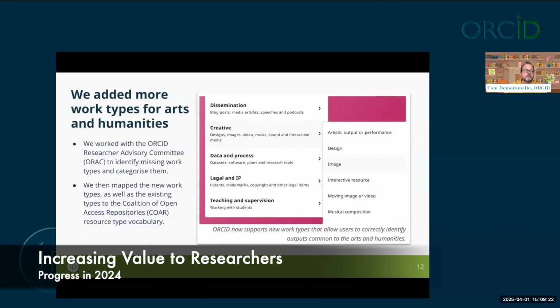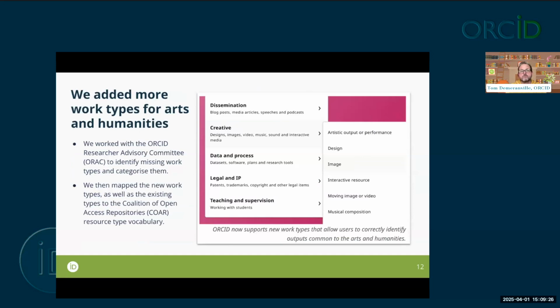In terms of things that we added for researchers last year, one of the main ones was around work types and the expansion of our work type vocabulary. We identified an entire new class of outputs that researchers would like to include in their ORCID record, dissemination. And we also mapped it to an existing vocabulary so that we can benefit from all the hard work that the Coalition of Open Access Repositories have put into maintaining and developing a vocabulary, and also the translations they've got there.